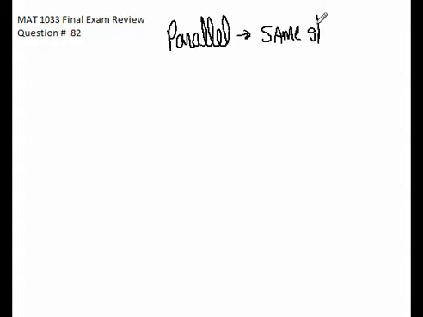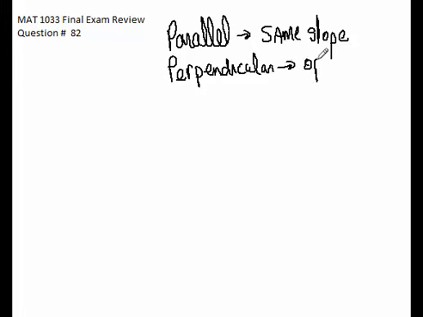MAT1033 Final Exam Review Question number 82. We are supposed to determine whether the lines are parallel lines, they have the same slope, or whether they're perpendicular lines. The slopes are opposite reciprocals, which means that when you multiply the two slopes together, you'll get -1.